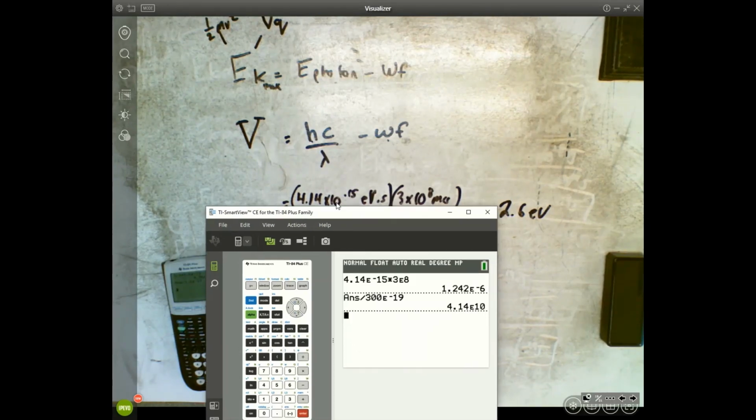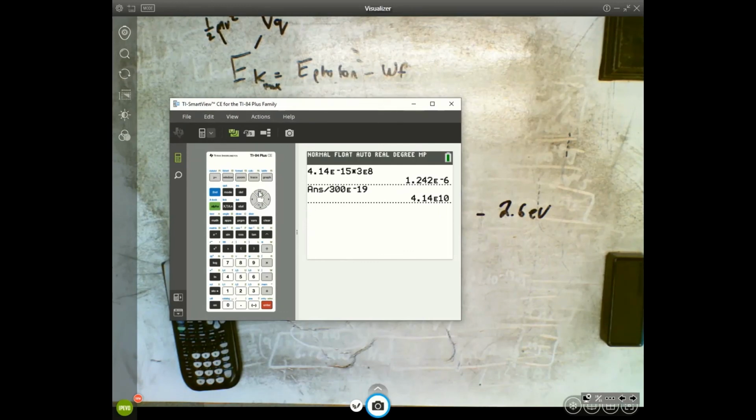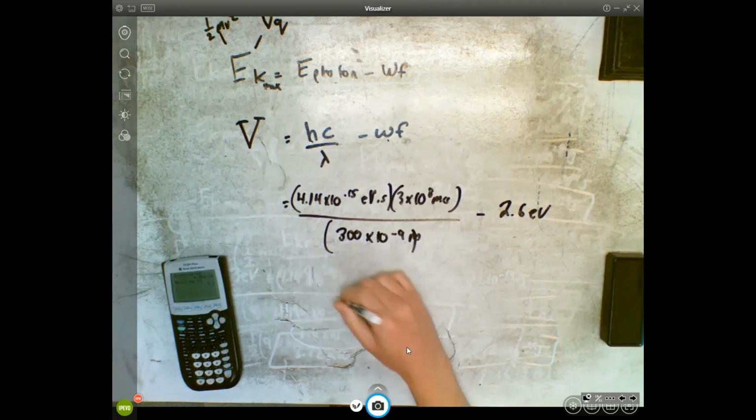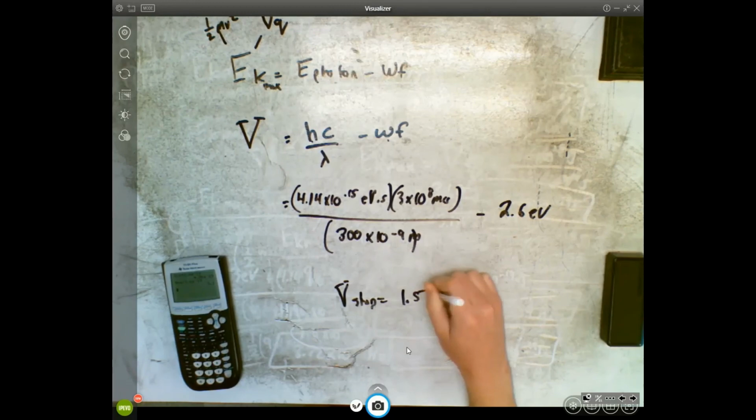Oh man, made a mistake. I have trouble with this on-screen calculator, sorry. I did times 10 to the negative 19 instead of times 10 to the negative 9. 300 times 10 to the negative 9. That was a ridiculous amount of energy. So 4.14, makes way more sense. So I subtract 2.6, and our voltage to stop it is going to be 1.54. So our V stop is equal to 1.54 volts.